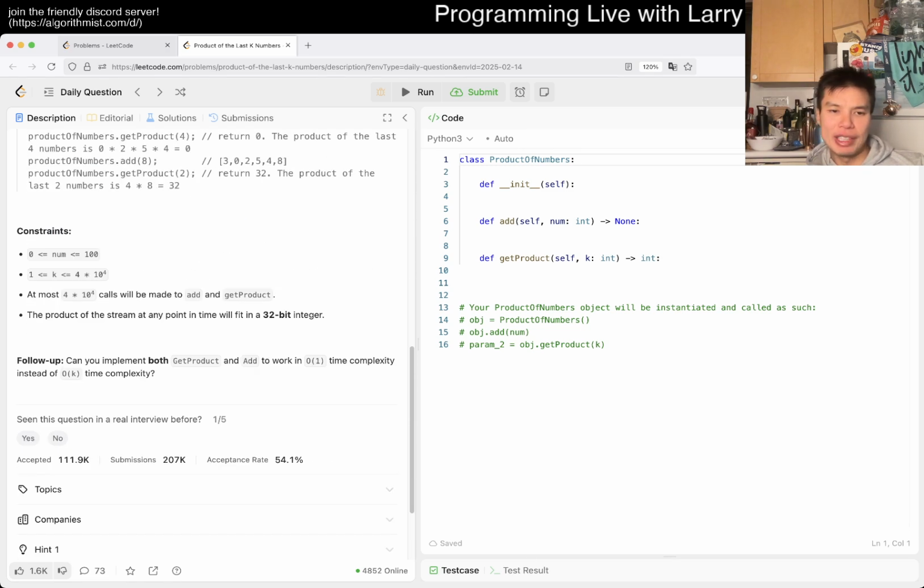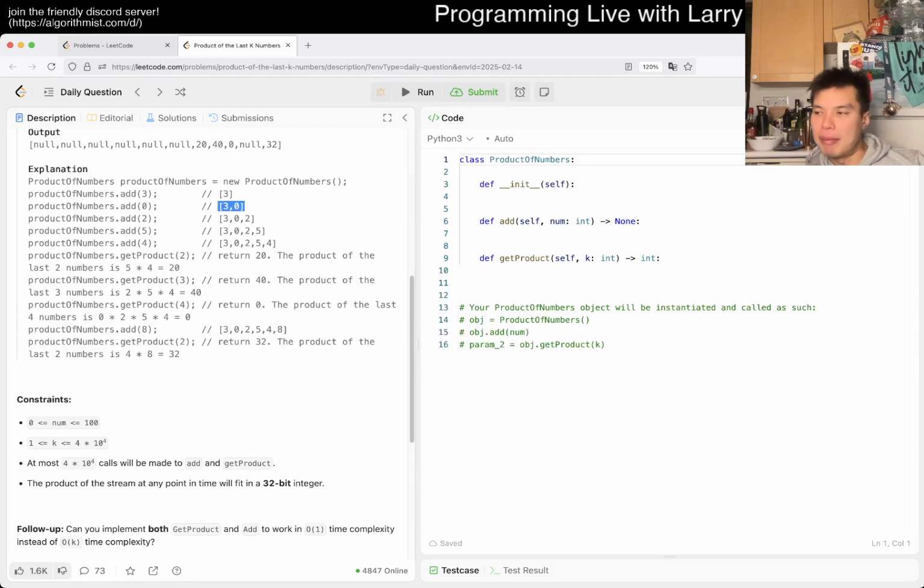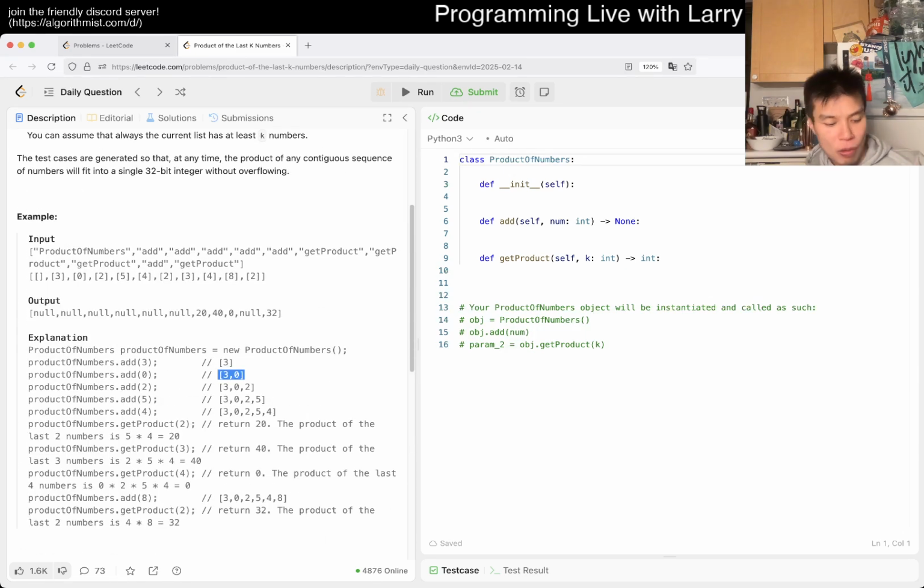I was already going to try to see if I could do an O(1), but yeah, 0 is a big one, right? Because it converts the product to 0. So how would we do it without zeros? Let's maybe start with that.